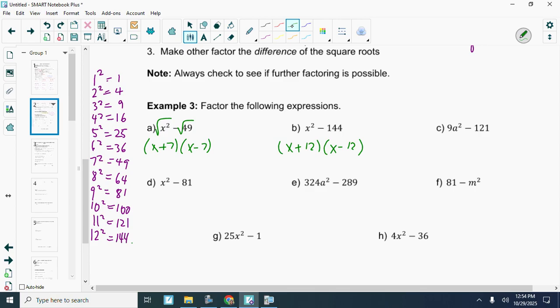Now sometimes there might be a coefficient in front of the x. Just make sure that that's a perfect square too. So 9's on the list. 9's a perfect square. 121 is a perfect square. So we're going to have 3a plus 11 and 3a minus 11.